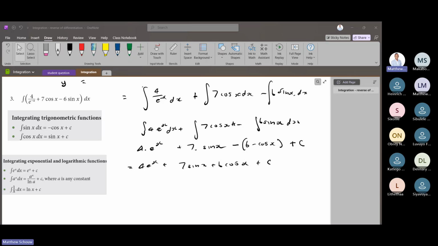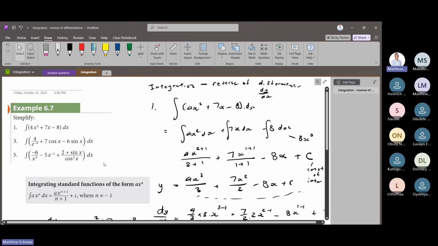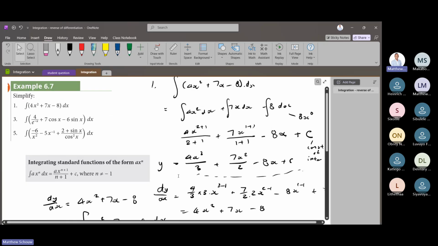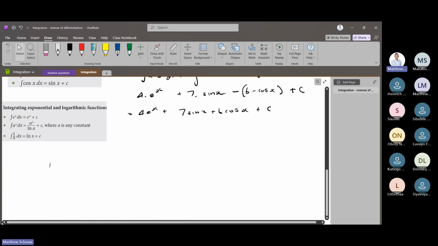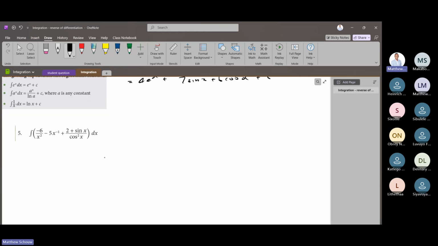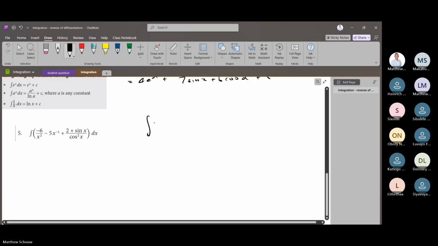All right. For the next one, I'm going to set it up, and then I want you guys to integrate. I'll give you maybe 3 minutes. Okay, here's number 5. This one seems complicated, but the first step when you have a lot of terms is to break them up. So I'll break them up for you. So negative 6x squared.